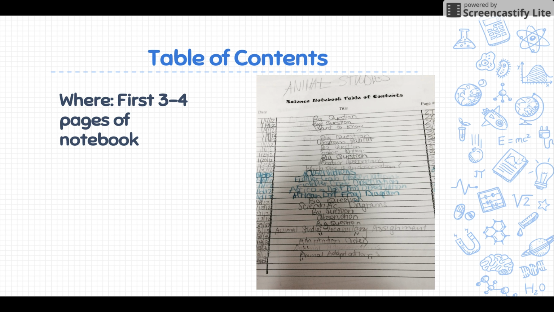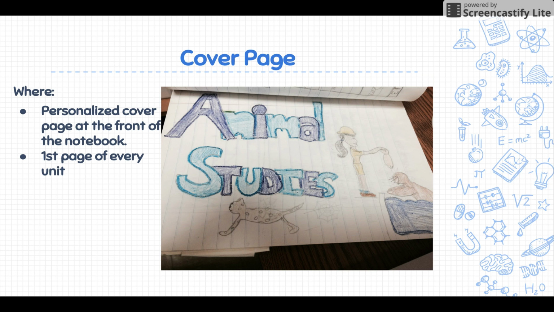Table of contents. I always use the first 3 to 4 pages, and I require students to write the date, the title, the assignment, and the page number. This really helps when they want to look back at something later in the year. Cover page. This is a chance for the students to be creative. They can do bubble letters, they can draw pictures that come to their mind when they think of the title of the unit.